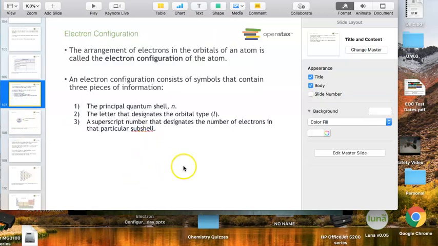So with electron configuration, the arrangement of electrons in the orbitals of an atom is called the electron configuration of the atom. Electron configuration consists of symbols that contain three pieces of information: the principal quantum number, n, or the shell; the letter that designates the orbital type, l; and a superscript number that designates the number of electrons in that particular shell.